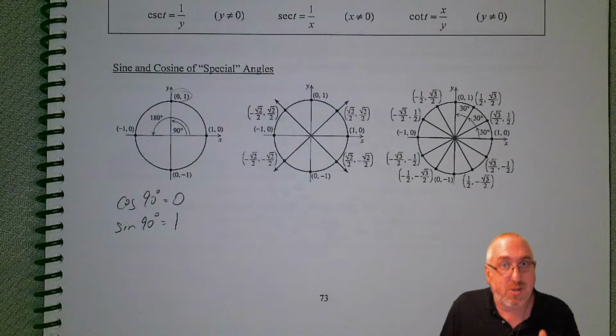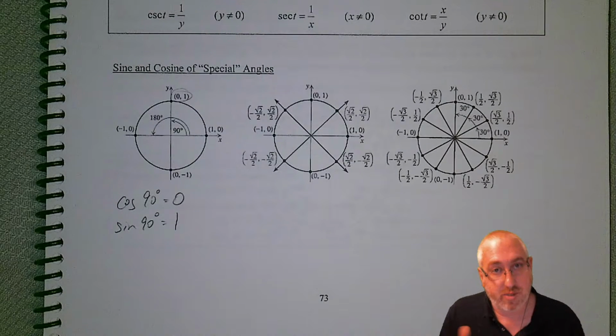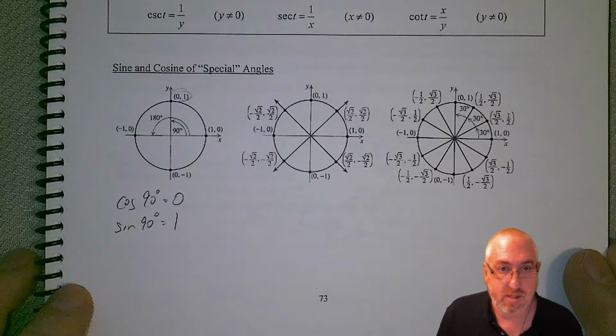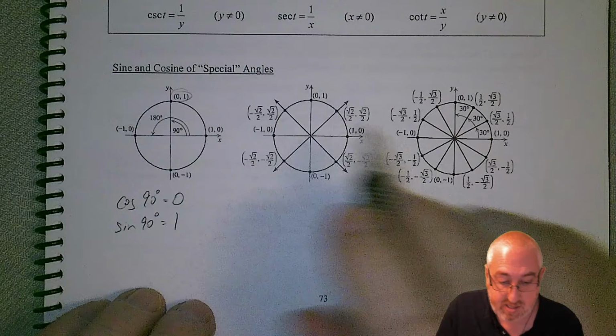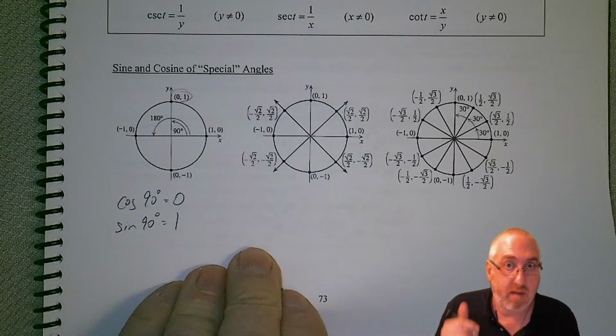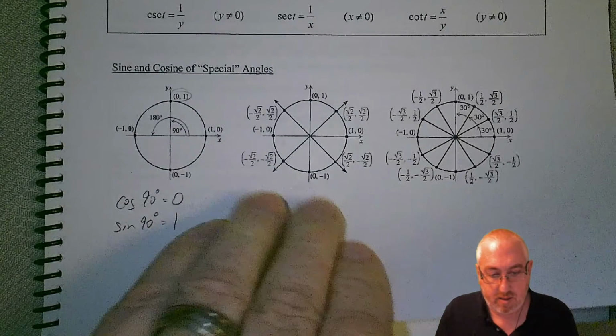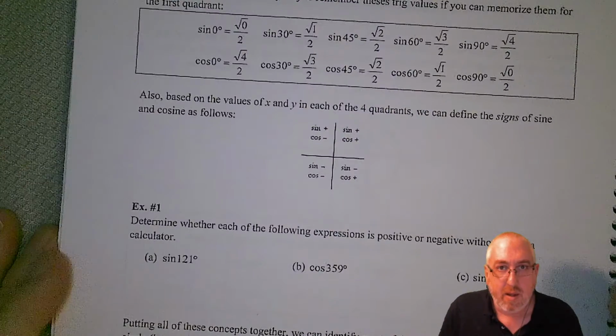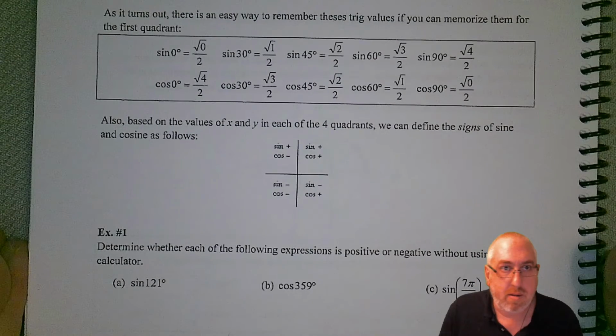If it's not the unit circle, then we've got to do something else. And we'll see how to do that in later sections. But that's the idea with the unit circle. x's and y's give us cosines and sines. So, how can we maybe try to remember some of this without using a calculator?